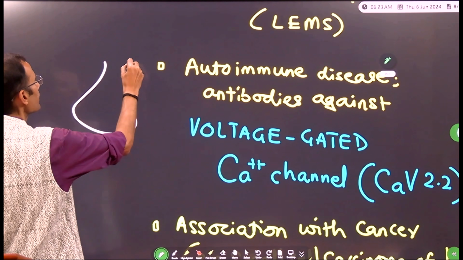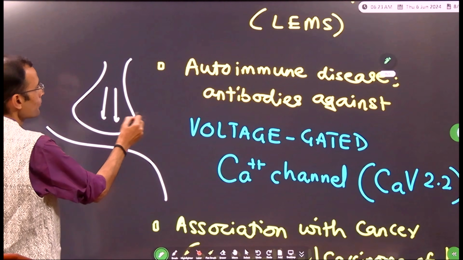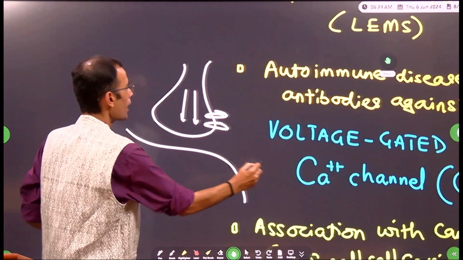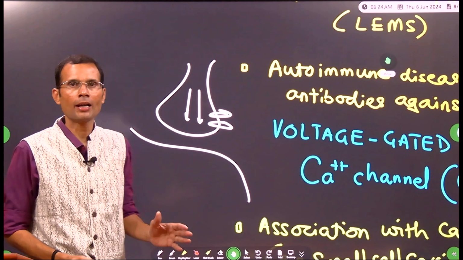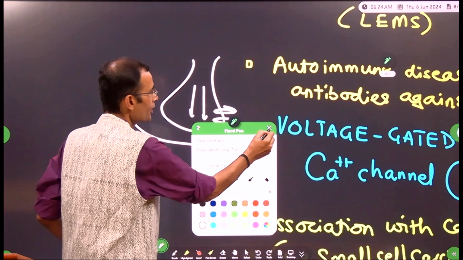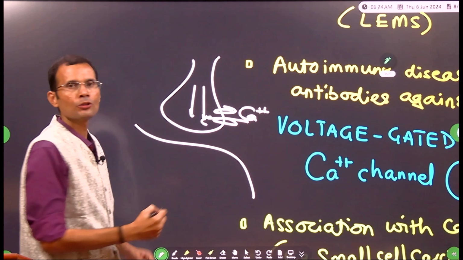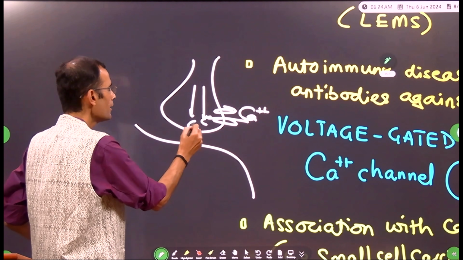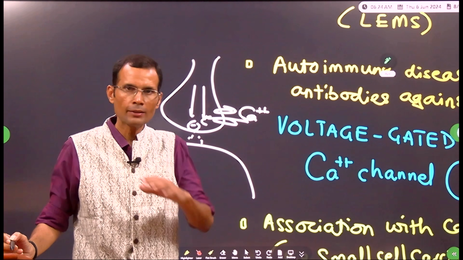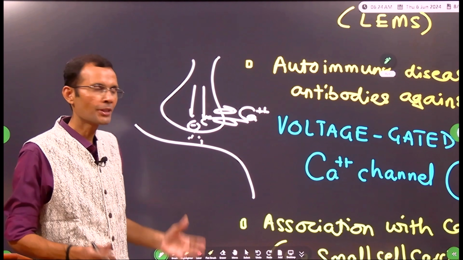Let's have an illustration. This is the motor nerve terminal, and in the motor nerve terminal there are these voltage gated calcium channels. Whenever the impulse arrives, these channels open, there is influx of calcium into the terminal, and only then the acetylcholine is going to be released. That's the normal case. So that is why we require these voltage gated calcium channels.